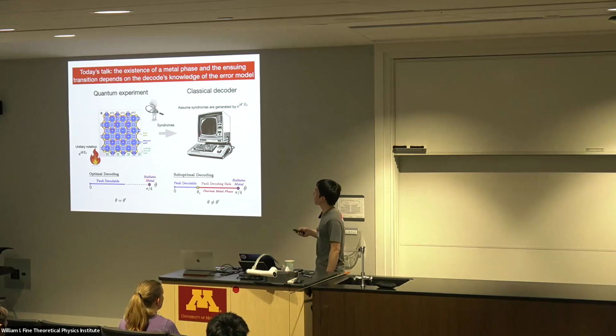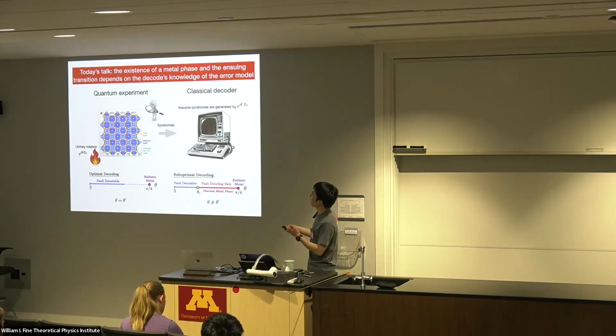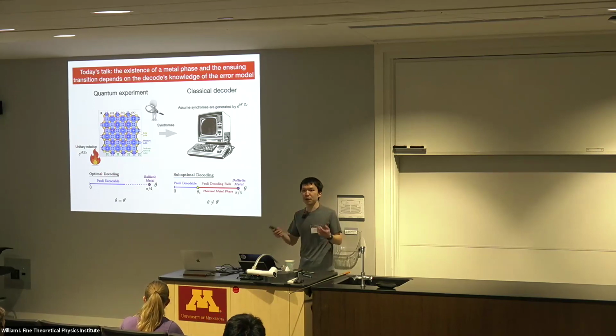So the decoder has its own estimate of the value of theta. It turns out the phase diagram heavily depends on whether the decoder's estimate of theta exactly agrees with the true rotation angle theta or not. What I'm going to show you in today's talk is that if the decoder knows the rotation angle theta, which I would call optimal decoding, there does not exist a metal phase.